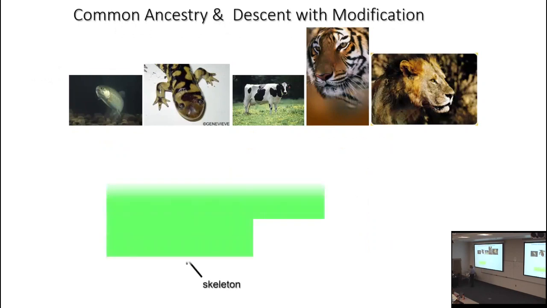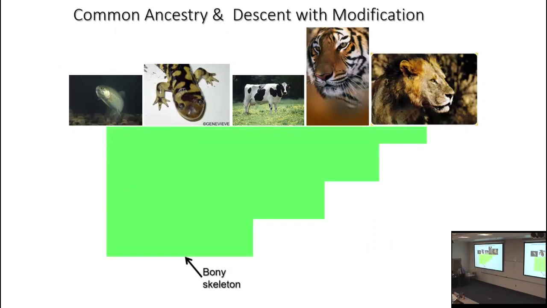So for instance, we could recognize that all the creatures here share a trait of the presence of a bony skeleton. Most organisms don't have a bony skeleton. Most animals don't have a bony skeleton. And many vertebrates don't. Sharks don't, lampreys don't, hagfish don't.